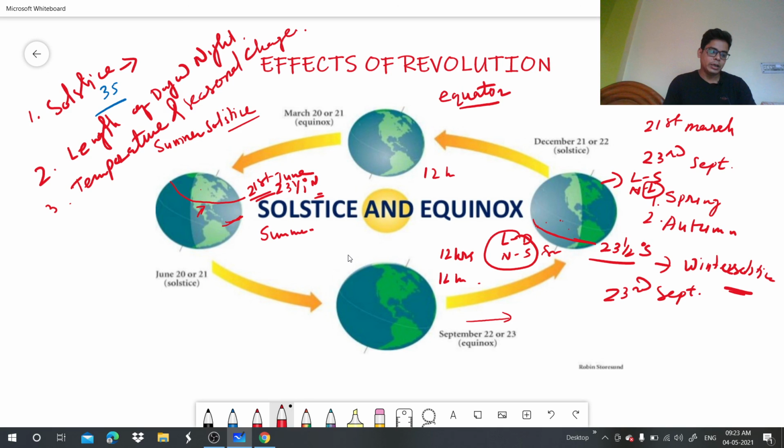But from 23rd September to 21st March, the southern hemisphere will have 6 months of day, and the northern hemisphere will have 6 months of night.